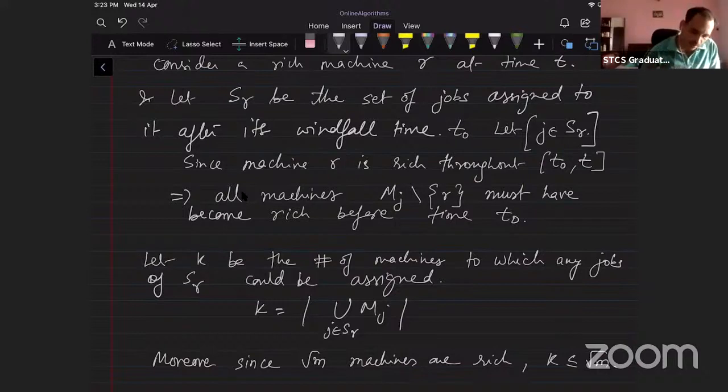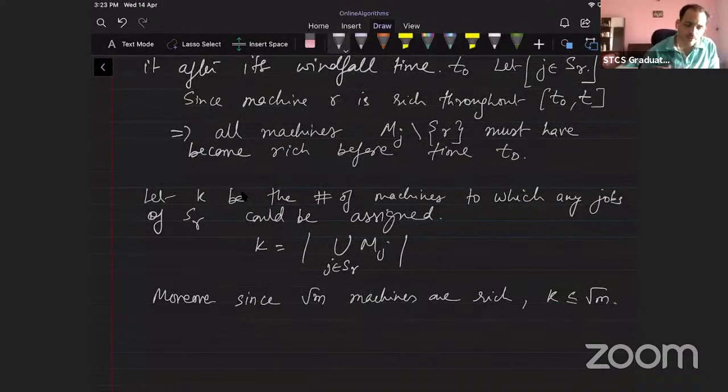See, SR is the set of jobs which have been assigned to this rich machine after it became rich. Our algorithm always chooses to assign a job to a poor machine if possible. But given that it's assigning a job to a rich machine, all options it had were rich at that point of time for any of the jobs belonging to SR. Does it make sense?